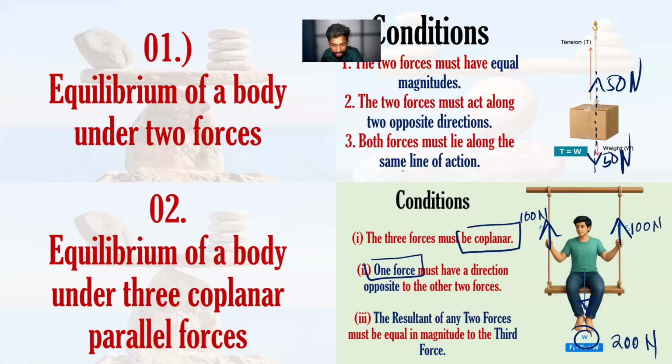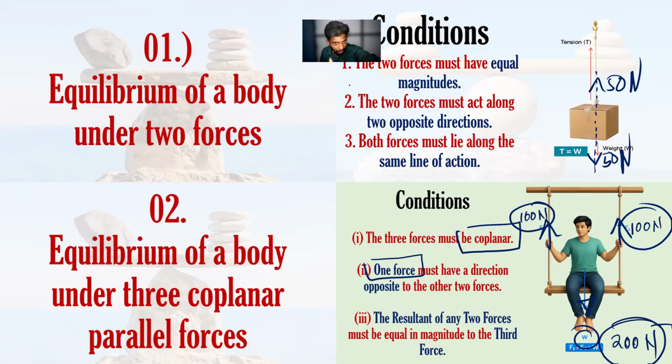Third condition, that is the resultant of the 2 forces. You may remember the resultant. 100 plus 100, 200. So the resultant will be equal to the third force. Am I right or wrong? The resultant will be 100 plus 100, 200. So that is equal to the third force, 200 Newton. Did you understand that? Very good, Praveen. Yes, okay. Is it clear?